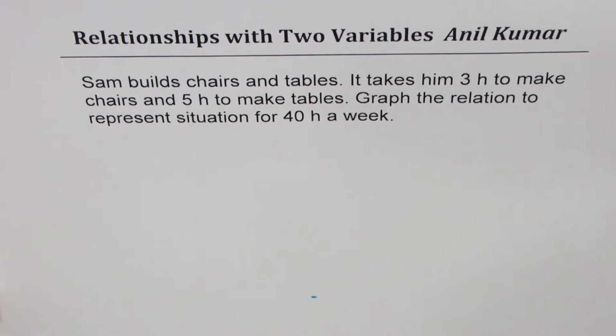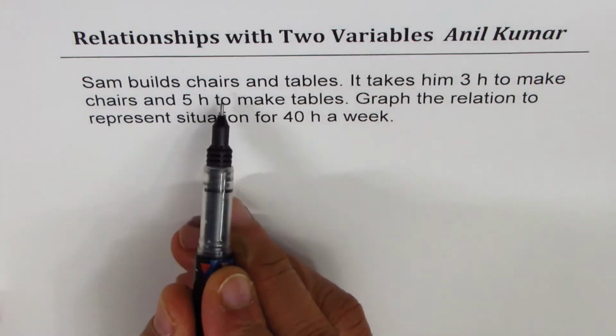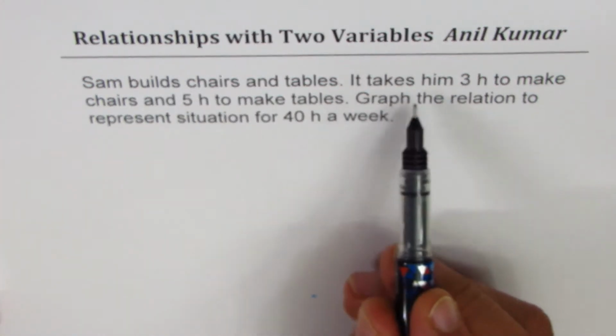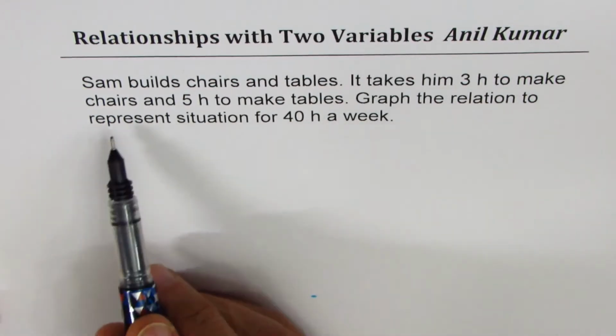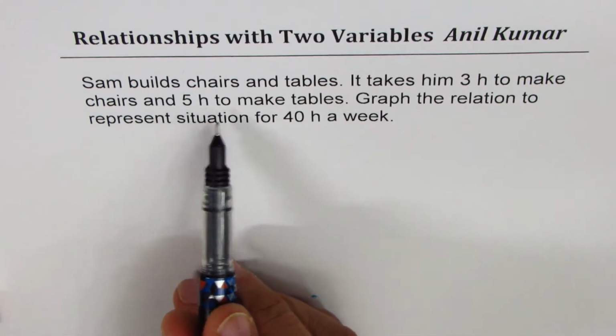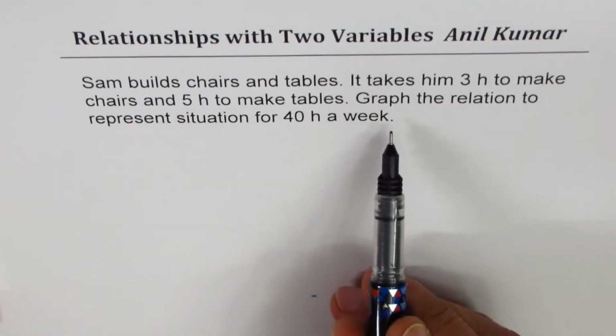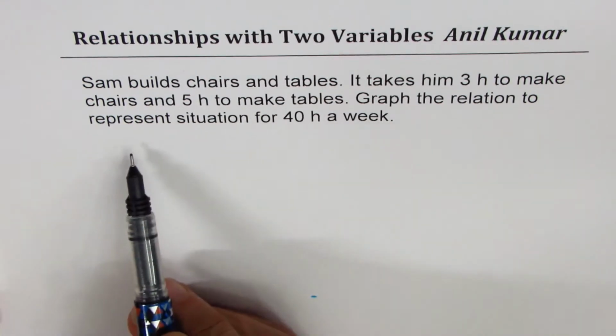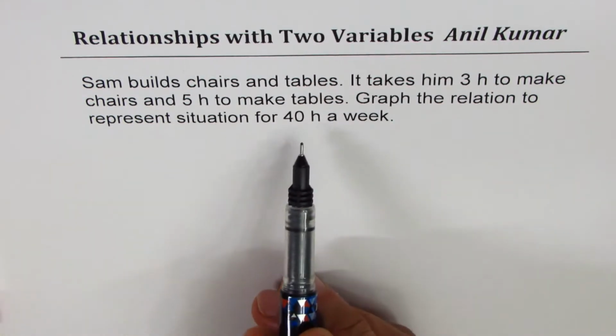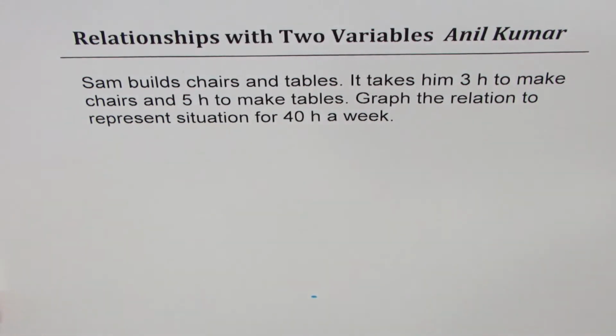The question here is, Sam builds chairs and tables. It takes him 3 hours to make chairs and 5 hours to make tables. Graph the relation to represent the situation for 40 hours a week. You can always pause the video, answer the question, and then look into my suggestions.